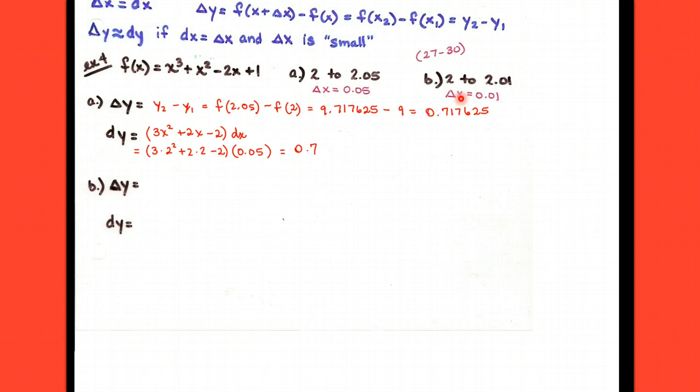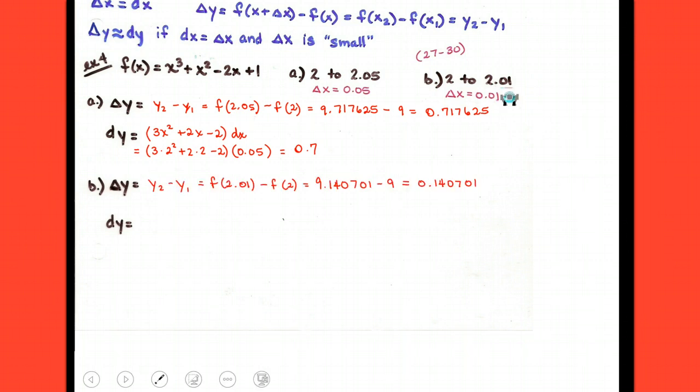Okay, so same kind of idea here. We want our change in x to get smaller and smaller and smaller to give us a better approximation. So we'll start the same way. We're going to come down here and find the change in y, only this time we're going from 2 to 2.01. So we're going to do f of 2.01 minus f of 2. The f of 2 we did just a second ago and had gotten 9. F of 2.01 we're going to want to throw in our calculator. So 2.01 cubed plus 2.01 squared minus 2 times 2.01 plus 1 is where we're getting our 9.140701. So we can subtract, and there's our differential.